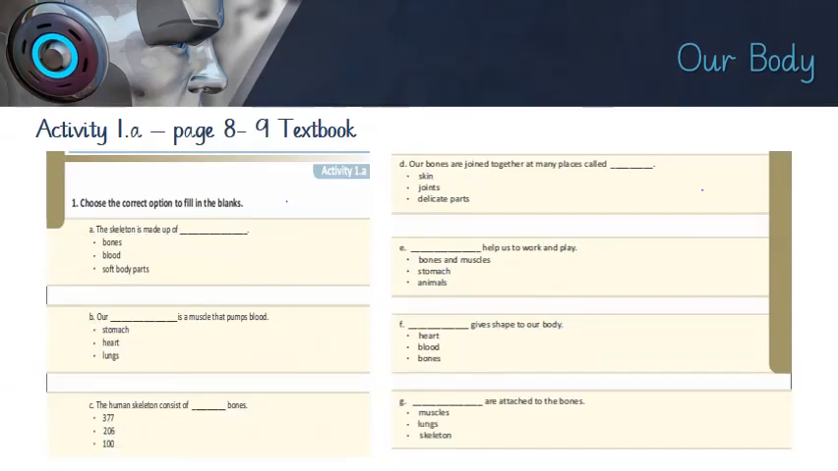Now coming towards activity 1.A, which has been given on page number 8 and 9 of science textbook grade 2. You need to complete this activity independently because this is the revision of the whole chapter, and we have revised all of the main points which will help you to complete this given task.